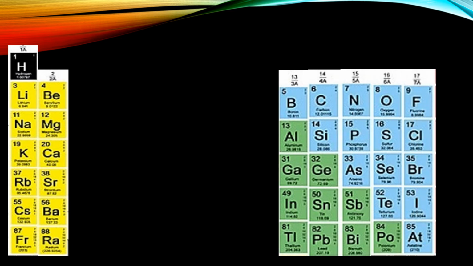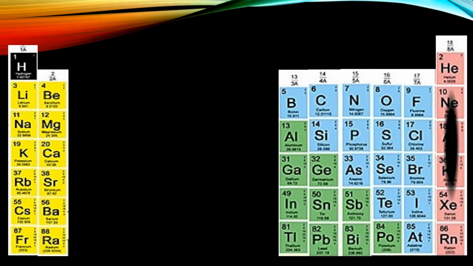Next is the 7th A group. 7th A group contains fluorine, chlorine, bromine, iodine and astatine. This group is also called the halogens, as they contain fluorine, chlorine, bromine and iodine. They are called the halogens. Halogens mean the salt forming elements. These elements form the salts with the metals.